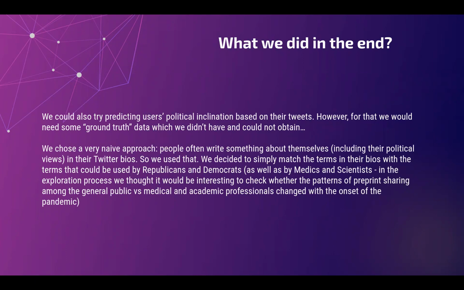People often write something about themselves in their Twitter bios, this short description of yourself. So we used that, and we decided to simply match terms people used in their bios with terms that could be used by Republicans and Democrats, as well as by medics and scientists, what we refer to as medical professionals and scientists. Because in the exploration process, we thought it would be interesting to check whether the patterns of preprint sharing among the general public versus medical and academic professionals changed with the onset of the pandemic.